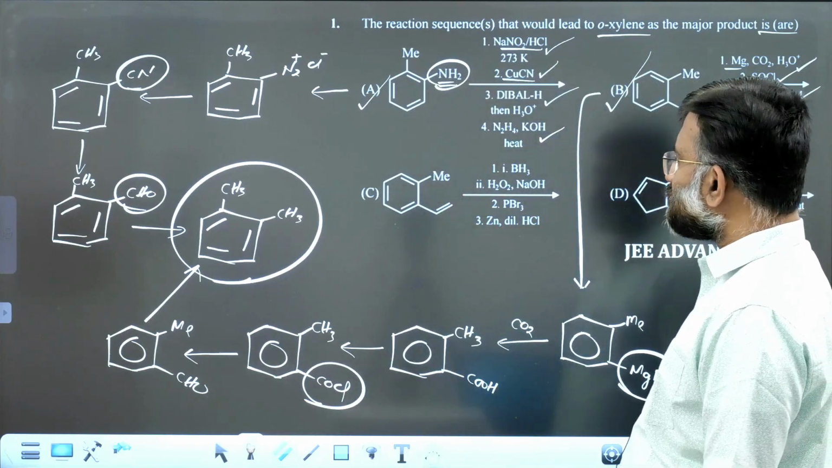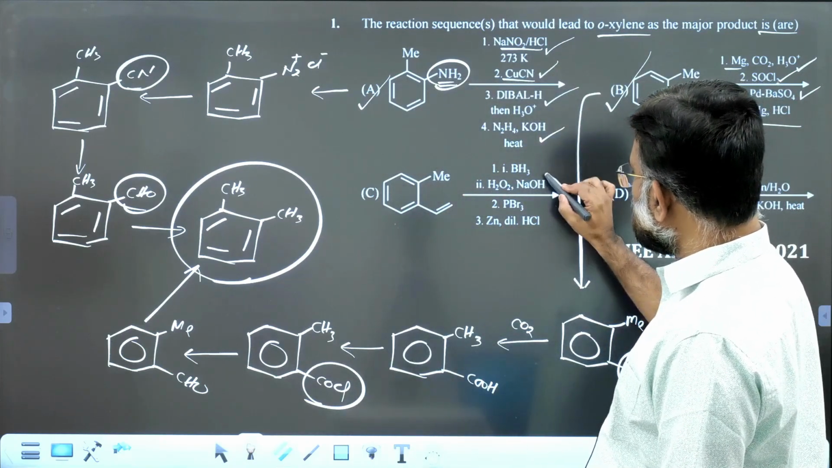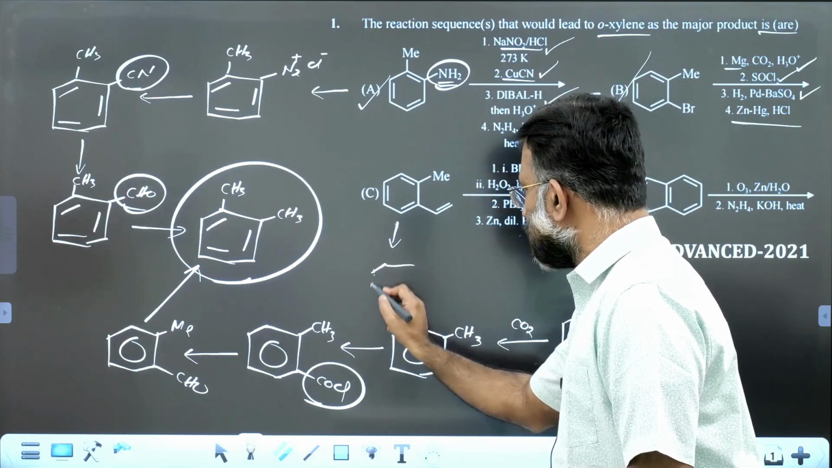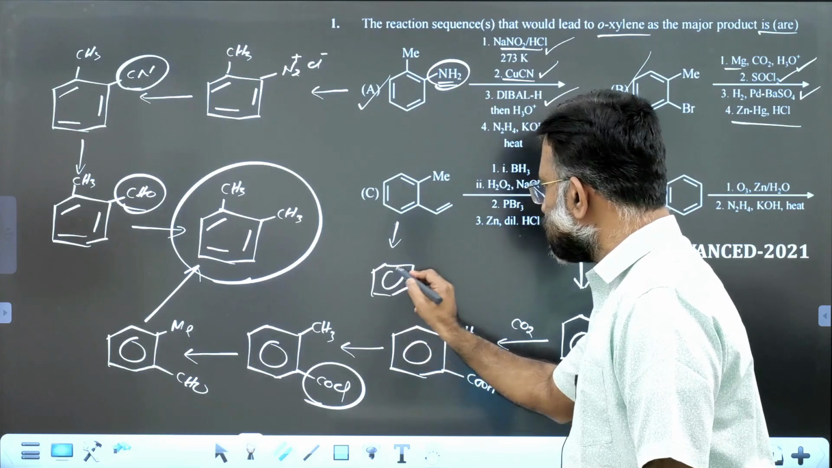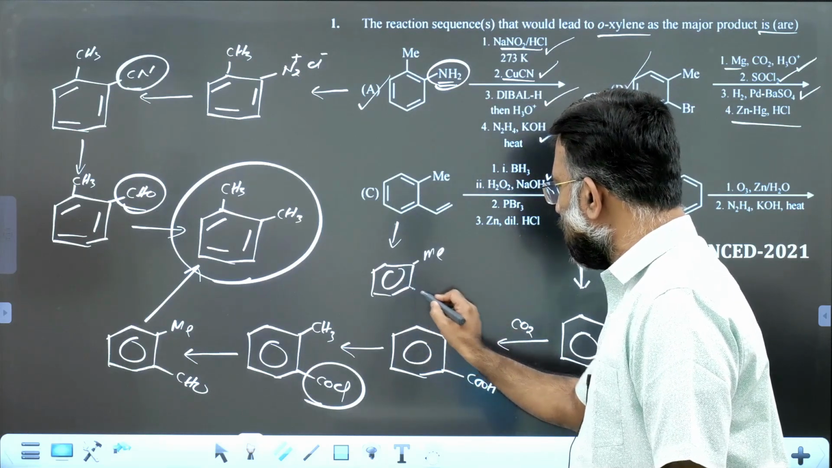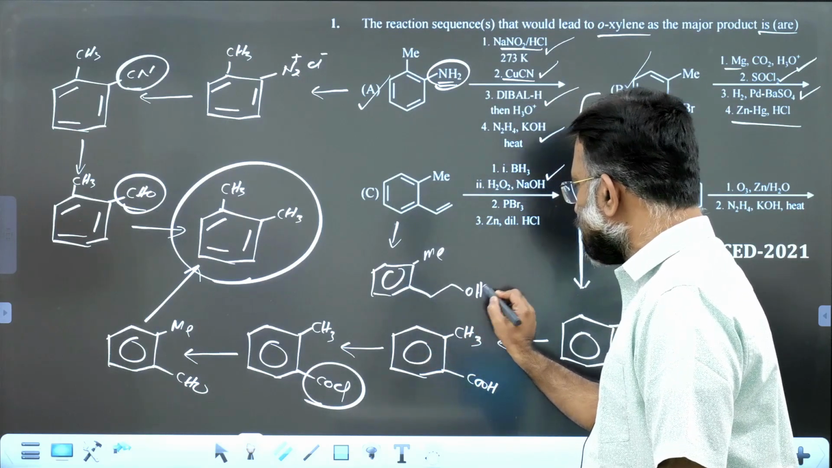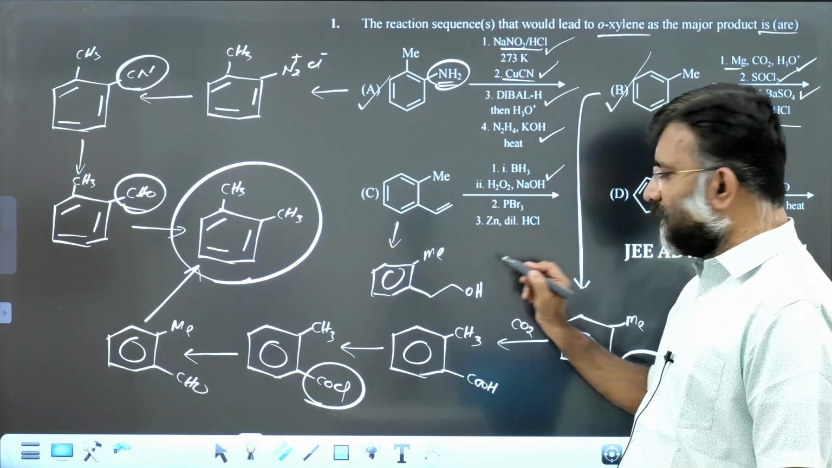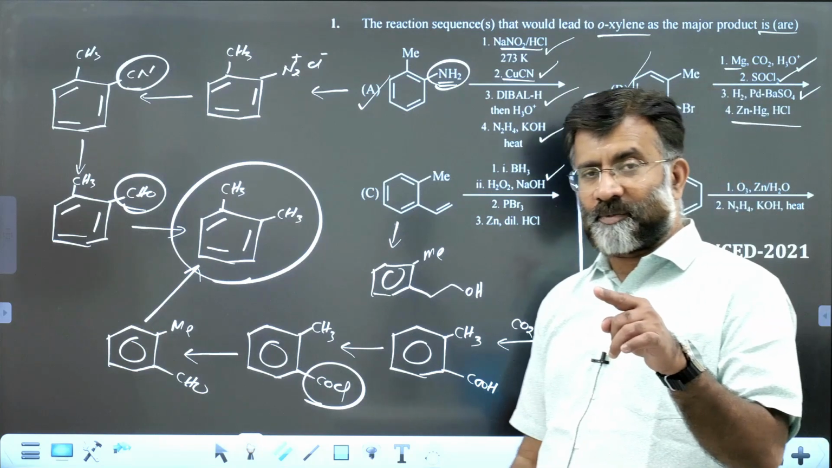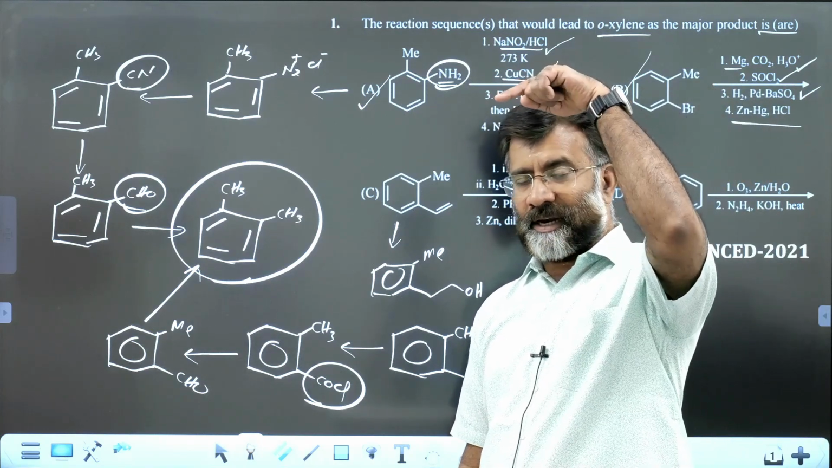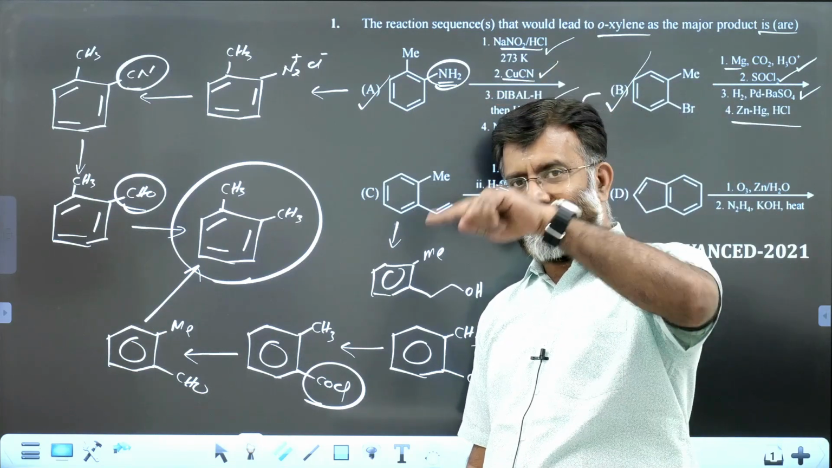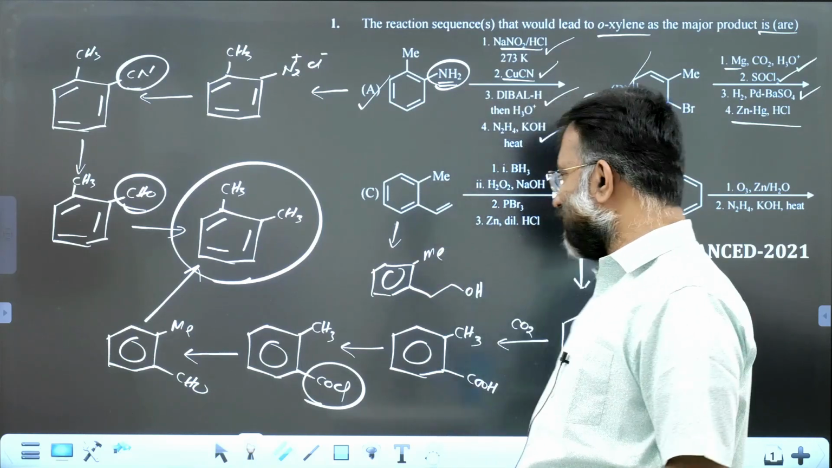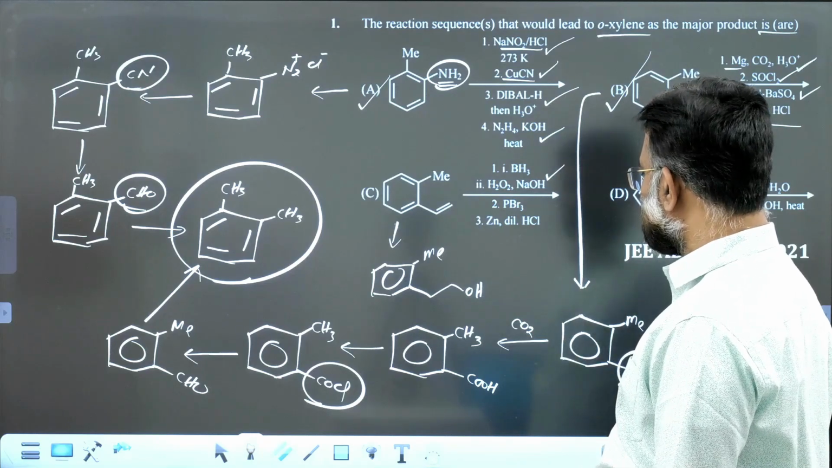What about the third one? Third one, first it is hydroboration oxidation. What happens? You can see there is a methyl group here, and here you will get alcohol. This ethyl group will turn into alcohol, and the OH group comes at which position? Terminal position. The OH group will come at the terminal position. So that is the hydroboration oxidation reaction.